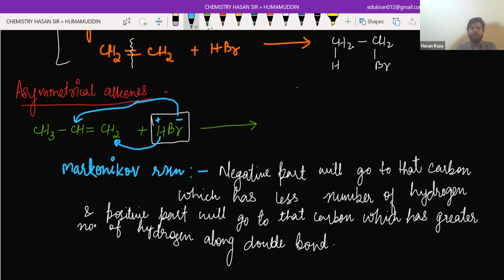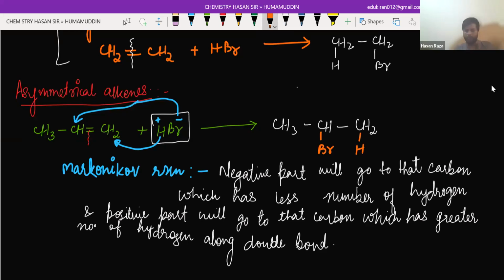One of the bonds will be broken. So the product formed here will be, you can see CH3, and here it will be CH, and here it will be CH2. Now the Br will come to the carbon which has lesser number of hydrogen, and hydrogen to that carbon which has greater number of hydrogen.